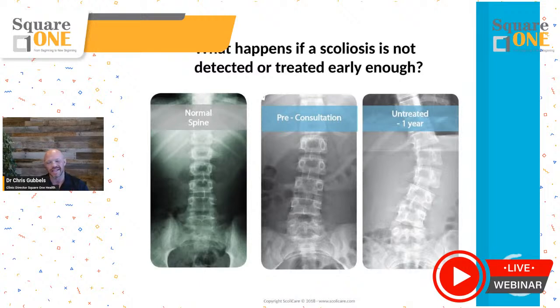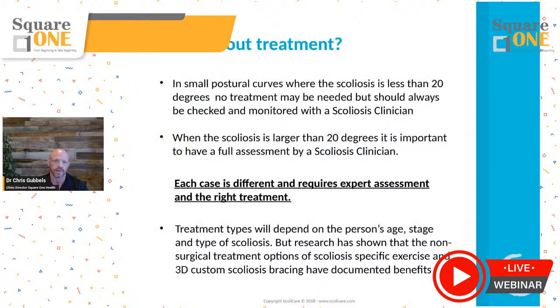It may not seem like a big deal, but if you look at that middle spine there, if that just goes untreated, you can see how fast these curves can progress in just a one year time frame. And if this had been caught early on and we had the right treatment early on, this rapid progression can be prevented in most cases.